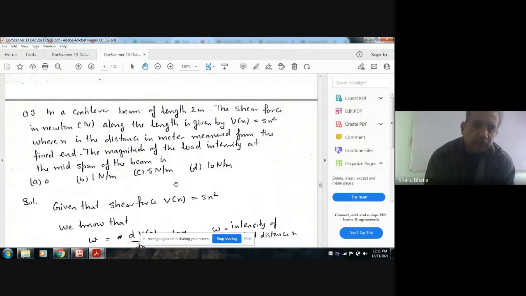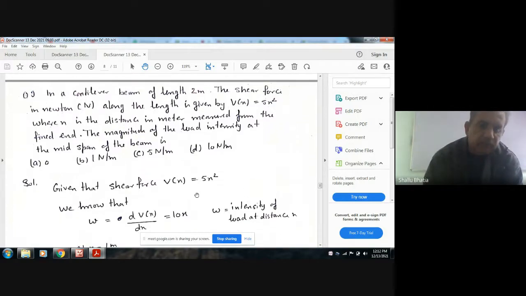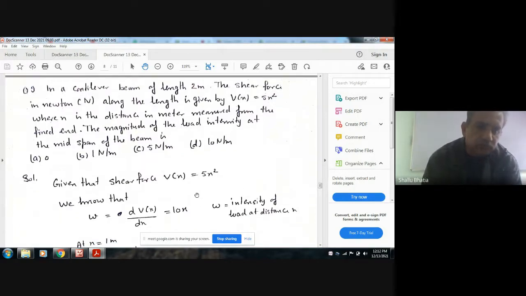The magnitude of the load intensity at mid-span of the beam is: option A 0, option B 1 Newton per meter, option C 5 Newton per meter, option D 10 Newton per meter. So the shear force is 5x squared. Now we know that the uniformly distributed load is given by differentiation of shear force with respect to x.